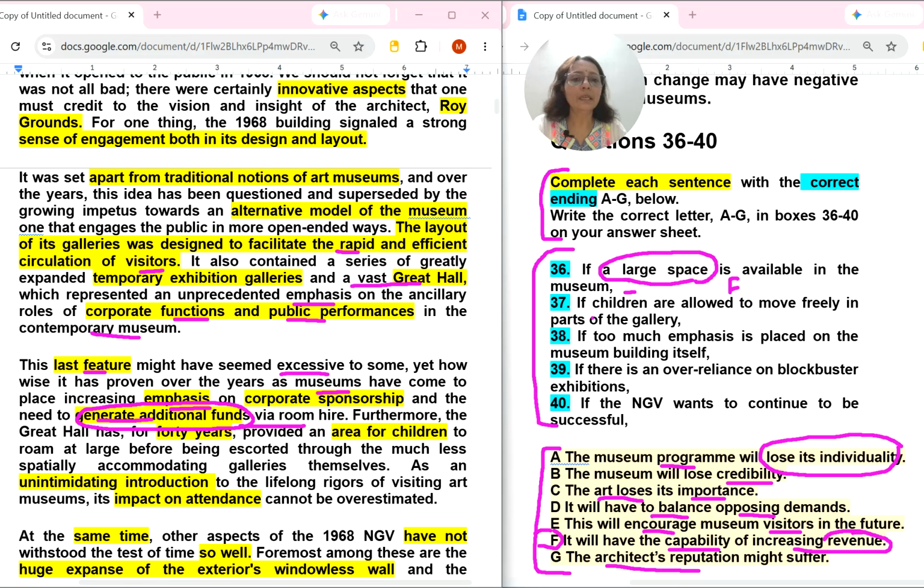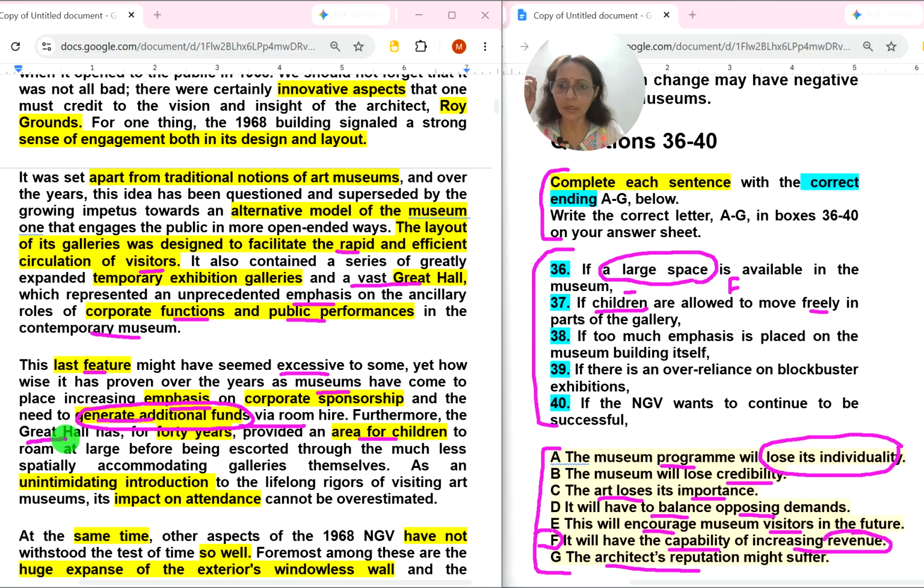Okay, 37. If children, now children are also somewhere in the same paragraph. I think now you are clear where you will get the location for 36, and after that you will get the location for 37. So a children-related thing is given. If children are allowed to move freely in parts of the gallery, then what will happen?